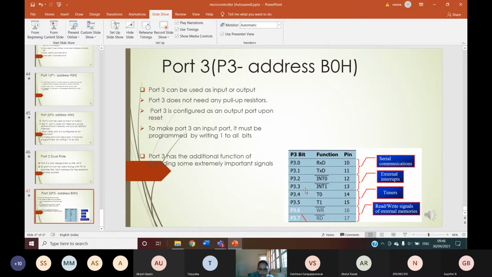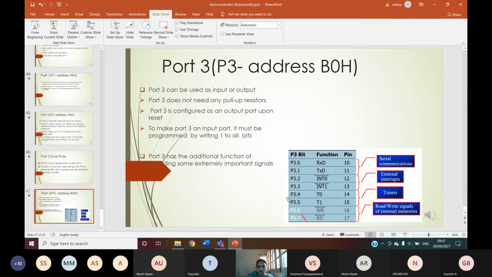Whenever you want to interrupt the processor or the controller, you need to make these lines low. Then the signal is recognized by the microcontroller, and the microcontroller suspends whatever function it is doing and goes to serve the corresponding input output device. So port 3 bit 2 and port 3 bit 3 are dedicated for the external interrupt.